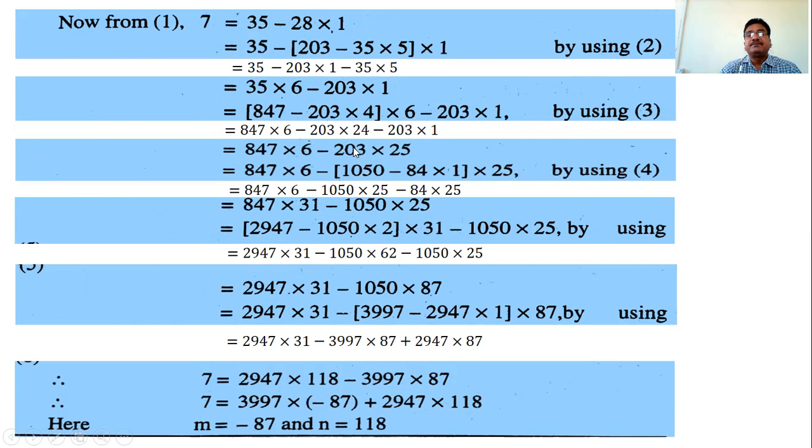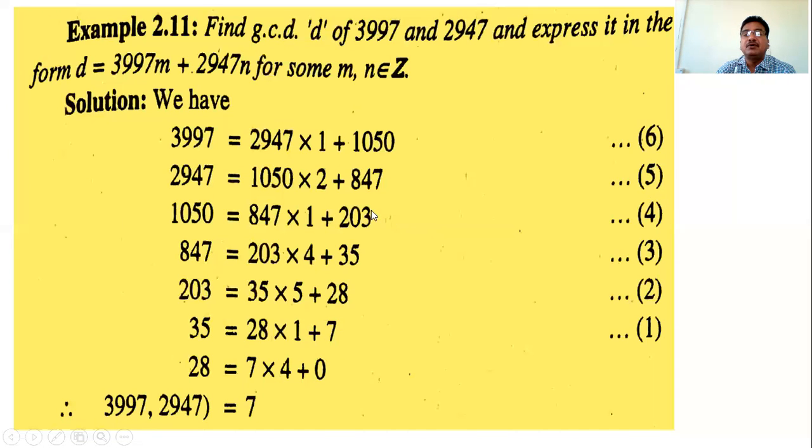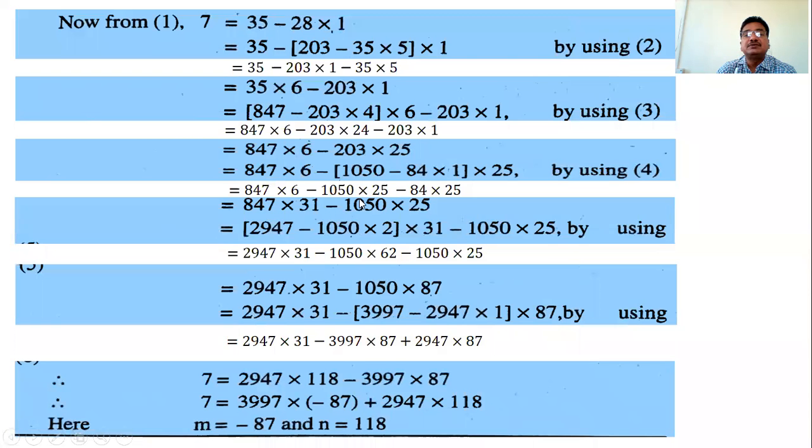Then next step is what? Substitute the value of 203, use the equation number 4. So observe equation number 4. We have the value of 203 as 1050 minus 847 into 1. So write the value of 203 as 1050 minus 847 into 1, into 25 as it is. Then multiply by this 25 in bracket. Again the same mistake is here. So minus minus becomes plus sign here. So 847 into 6 as it is, minus 1050 into 25, multiply by 25 in bracket.